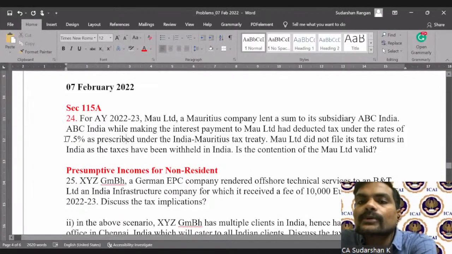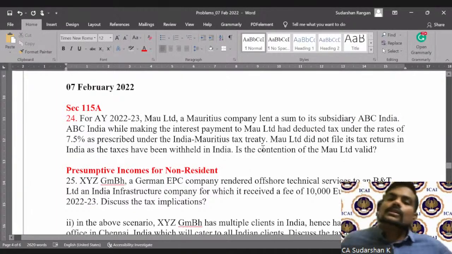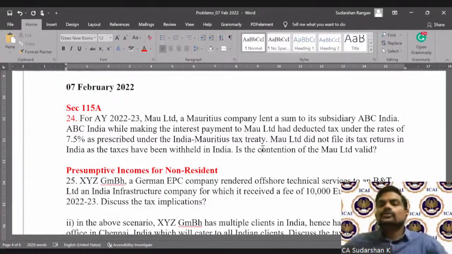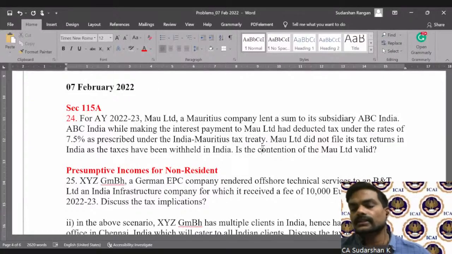So obviously he will choose a lower rate of 7.5%. Now the issue is starting from here. The issue is Mauritius Limited did not file its tax returns. So the question is, should this foreign company file income tax returns?